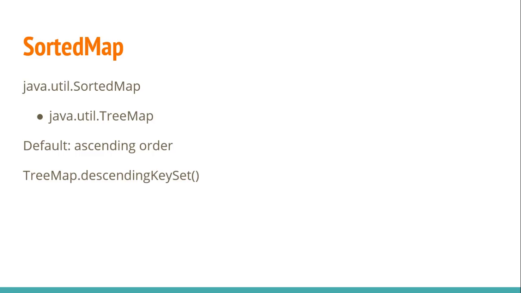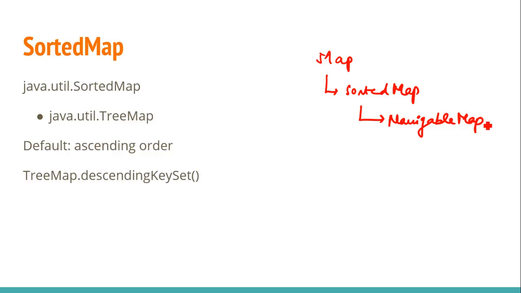Jumping on to the next slide, we have sorted map. So we have map here. Let me show you the hierarchy. Then we have sorted map, and this implements navigable map. So these are all interfaces. Okay. Now if you have to see the implementations for map, we have seen all implementations before. Sorted map is implemented as a tree map. Similarly, navigable map is also implemented as a tree map.